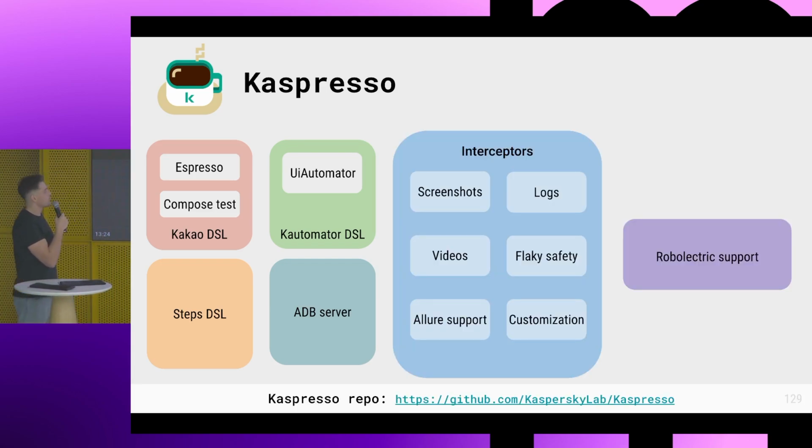It uses the main feature, I guess, interceptors for creating logs, screenshots, videos, retries, auto scroll, all kinds of things that will help you to make your tests more reliable. And also it works well with Allure. It can be customized. You can write Robolectric tests using Espresso, and so on. And at the end of the presentation, I will show you some video just for fun, how it works.